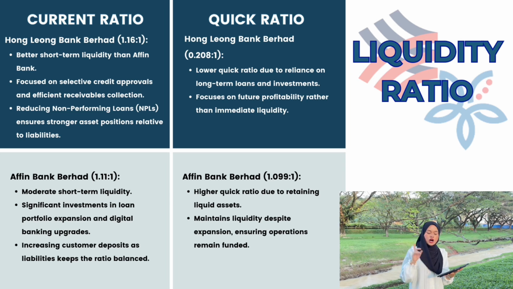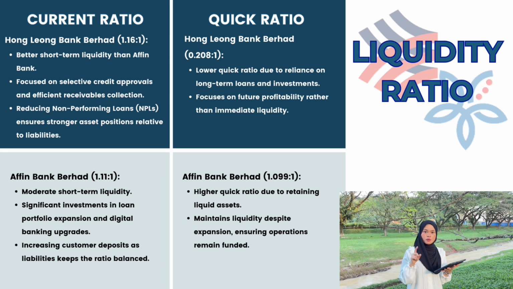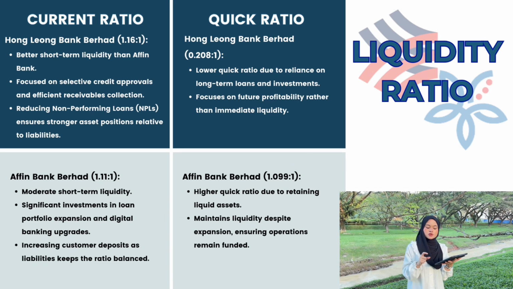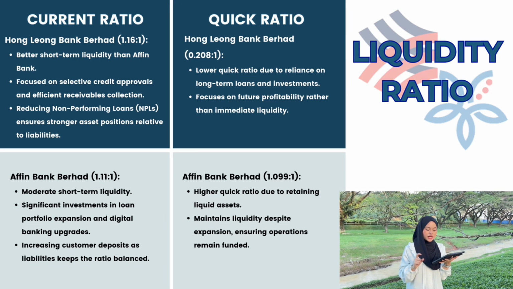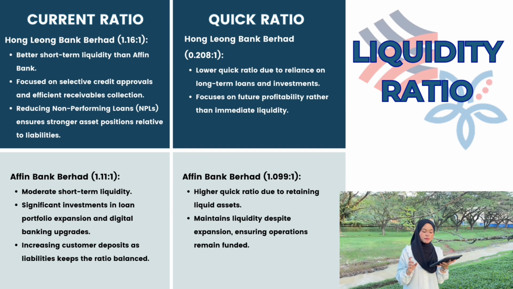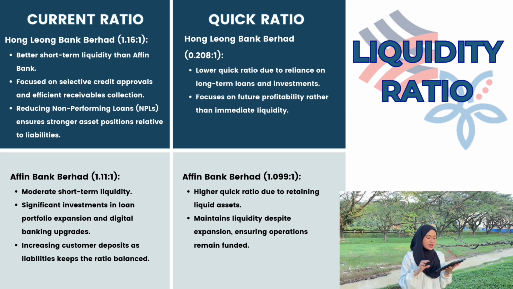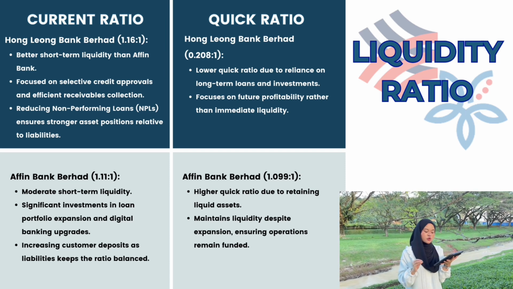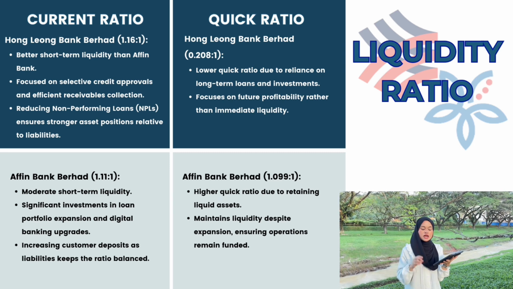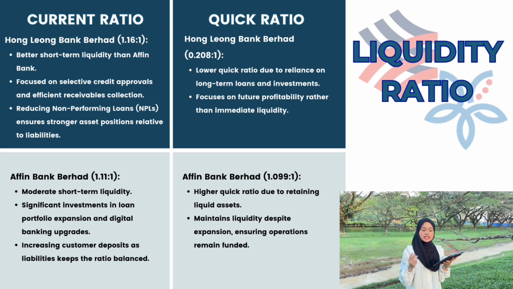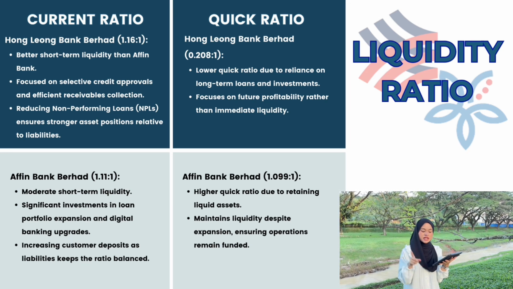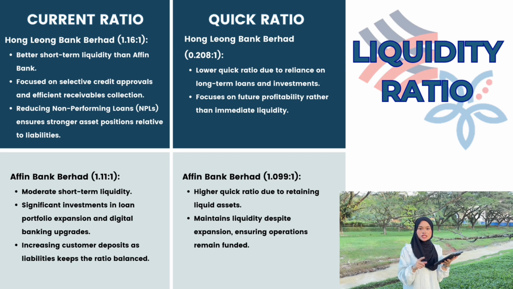For current ratio, Hong Leong Bank recorded a current ratio of 1.1621, indicating short-term liquidity. This was due to selective credit approval and efficient collection of receivables, which reduced non-performing loans and kept liabilities in check. Next, Affin Bank's current ratio was 1.1121, reflecting moderate liquidity. This was because of its investment in loan expansion and digital banking upgrades, which increased assets but also raised customer deposits as liabilities.